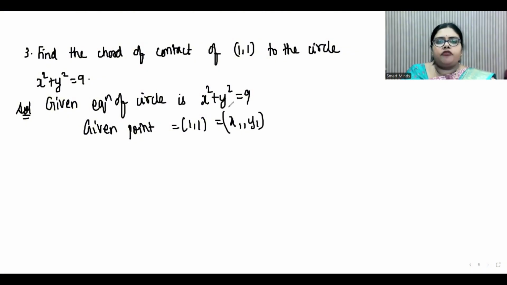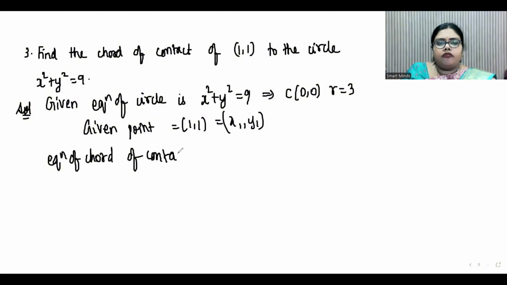Now see, from the circle equation, we can say center is 0, 0 and radius is 3. Because square root of 9 is 3, right? So we got center and radius. Now, whenever standard form is given, what is chord of contact? Equation of chord of contact is, formula is the same, S1 is equal to 0. But when standard form is given, how to write S1 equals to 0?